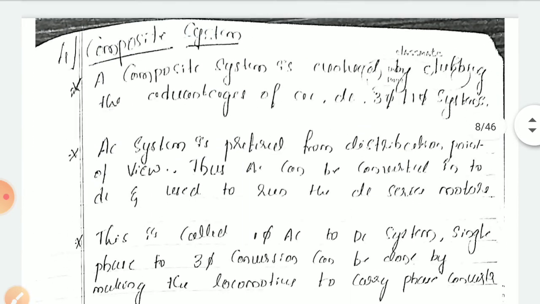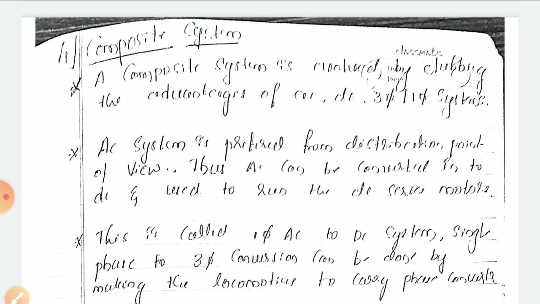The fourth is the composite system. A composite system is a combination that combines the advantages of both AC and DC, and three phase and single phase systems. Such systems are called composite systems. Here the AC system is preferred from the distribution point of view, so AC can be converted into DC and used to run the DC series motors.